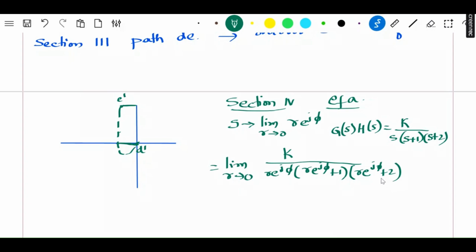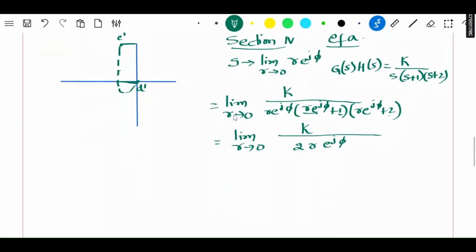Okay, R into e power j pi plus 1, R into e power j pi plus 2. Here, it's quite different. R is tending towards 0, therefore 1 will be greater than this term now. 1 will be greater than this term. 2 will be greater than this term. So what I will write here is limit R tends to 0, K divided by 2 into 1 is 2 times R into e power j pi. So this is what you get.